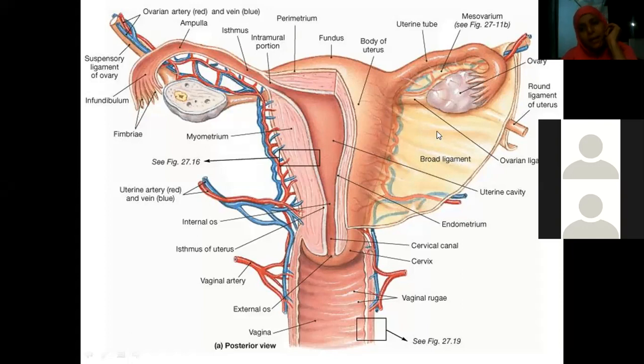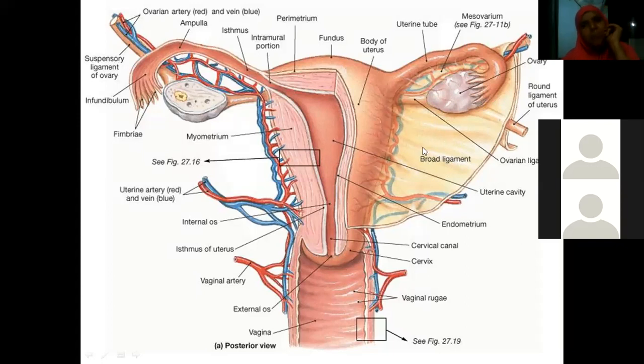Then we will also see the ligaments of the ovary. We have the round ligament of uterus and suspensory ligament of ovary. So these are the contents. Apart from that, you will have certain embryonic remnants of the ovary inside the broad ligament. That is the apoophoron and paraophoron. These are the embryological remnants of the ovary, what we see inside the broad ligament. So these are the contents of the broad ligament.